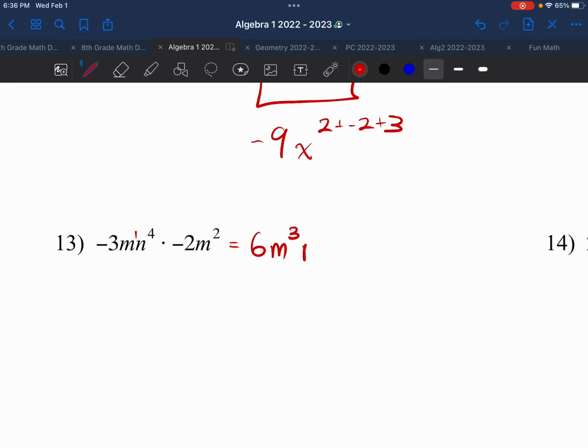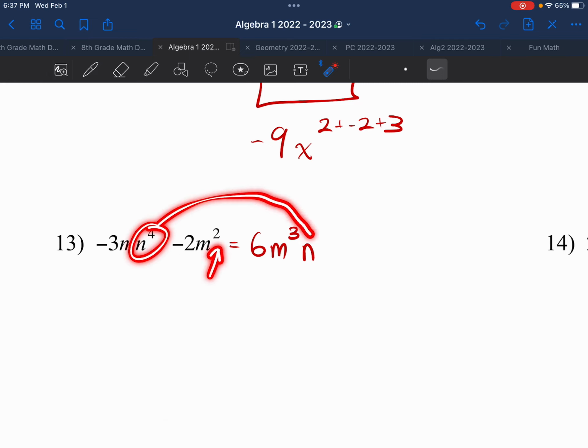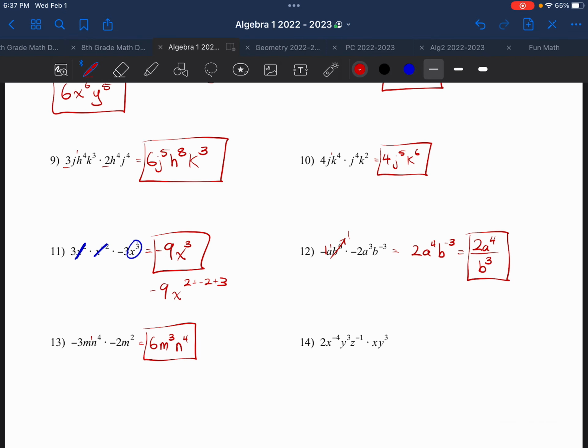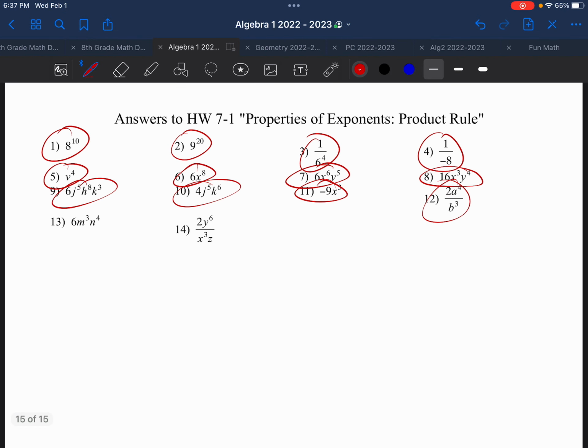The next variable that I see is an n. I see an n to the power of 4 and nothing over here. So I'm just going to recopy this n to the power of 4 right here. This is going to be n to the power of 4. I don't have any negatives happening with my exponents, so I'm done with this problem. I can box that. Let's check our final answer. 6m cubed n to the power of 4.